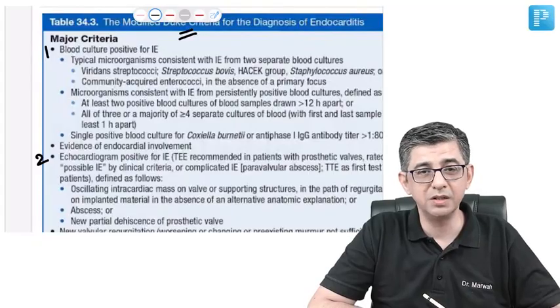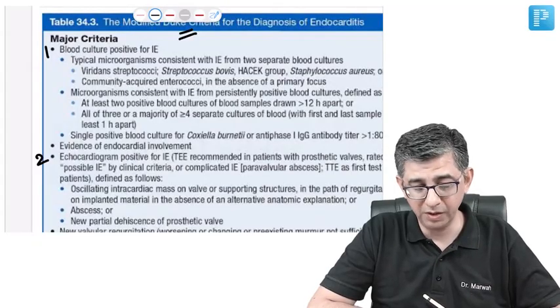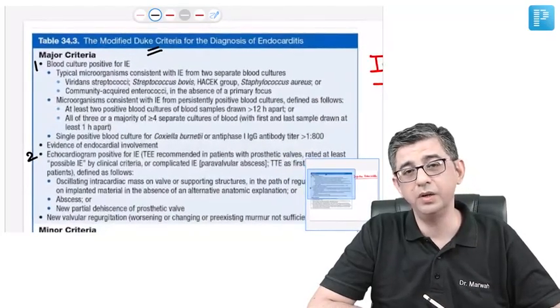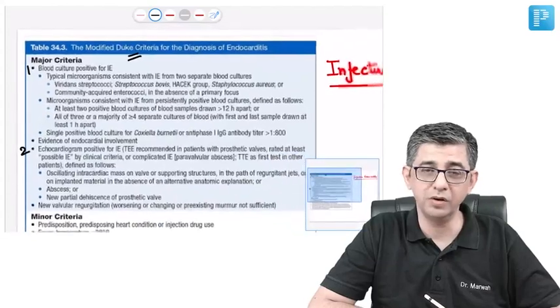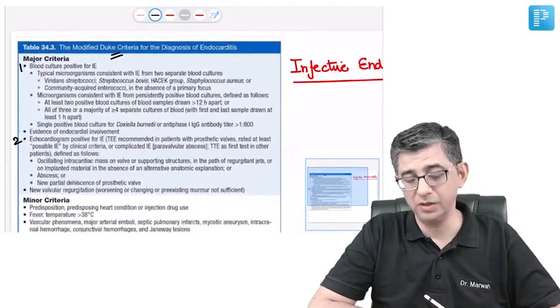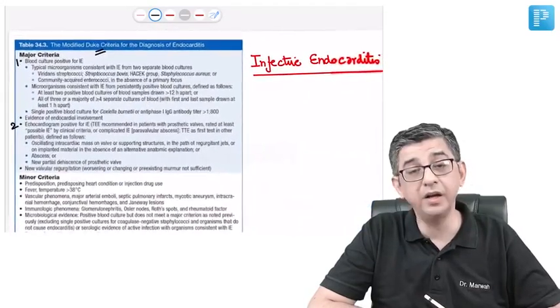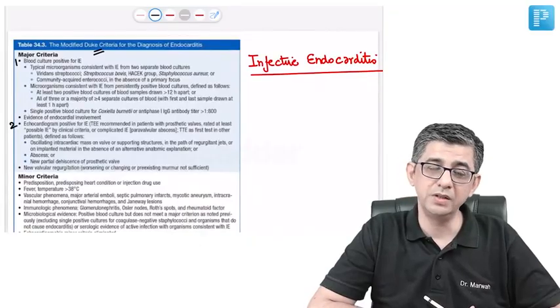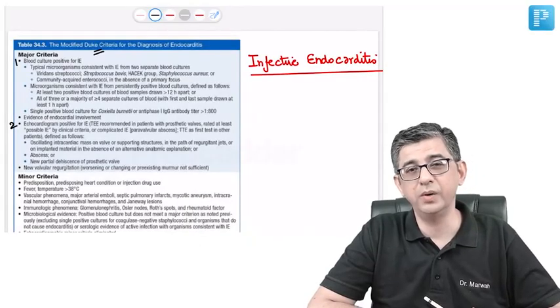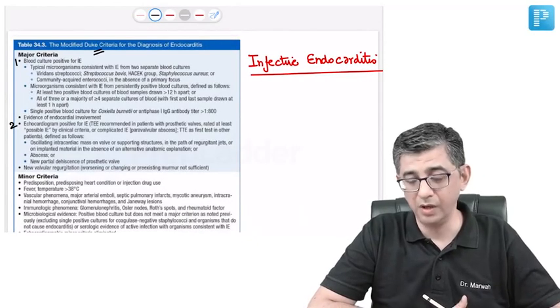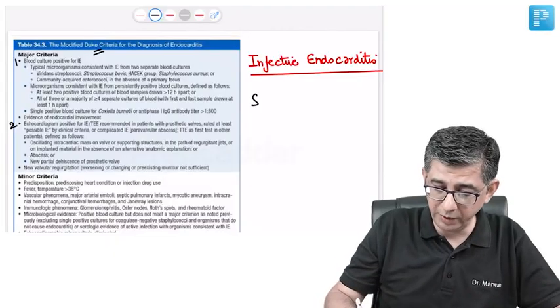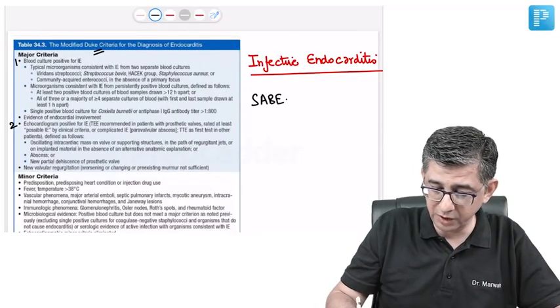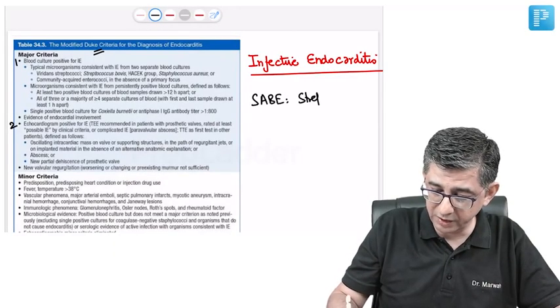Blood culture would be consistent with the standard organisms. If it is acute bacterial endocarditis, it could be Staphylococcus aureus or it could be Streptococcus. And especially if he uses the word community acquired, then it would be answered as Streptococcus. But for hospital acquired, it would be Staphylococcus aureus. But if he says the word subacute bacterial endocarditis, then your job is relatively easier. Then it would be Streptococcus viridans.